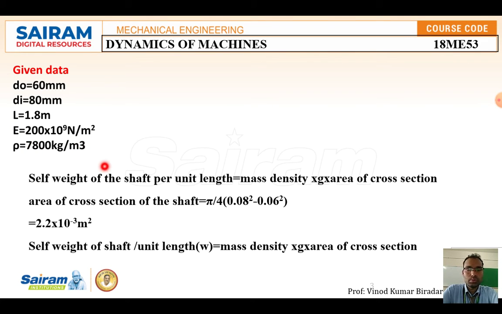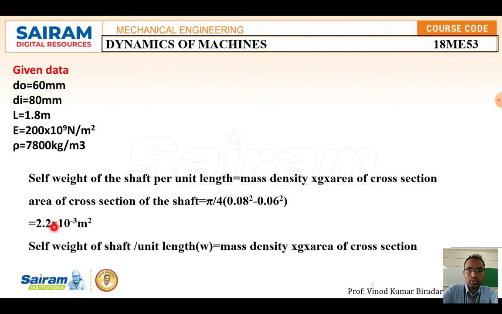Before moving to the further steps, you have to remember this. The self weight of the shaft per unit length has the formula: mass density into gravitational acceleration into area of the cross section. The area of the section of the shaft is equal to pi by 4 into the difference of the squares of the diameters, 0.08 and 0.06, converting 80 mm and 60 mm into meters. You get the area of the cross section of the shaft as 2.2 into 10 to the power of minus 3 meter square. So this is the area of the particular shaft, and due to this is the total overall.